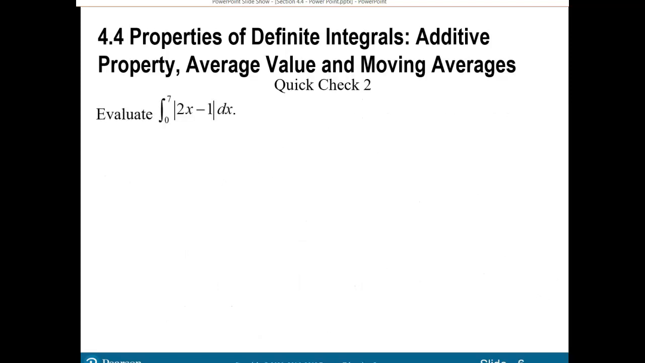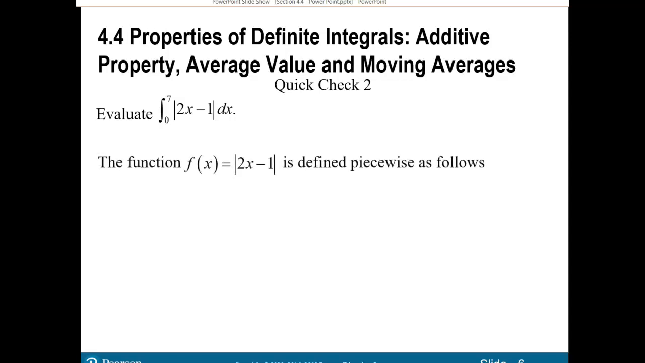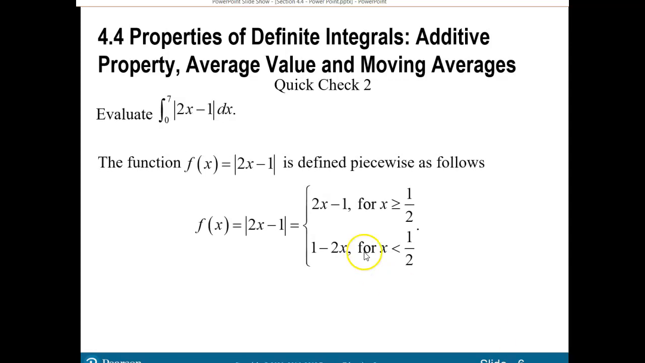Okay. Next example, evaluate the integral from 0 to 7 of the absolute value of 2x minus 1 dx. So anytime our function is given as an absolute value of something, that means it's a piecewise function. So our first step would be to rewrite this function as a piecewise function. All right, and here's how that works. The absolute value of 2x minus 1.